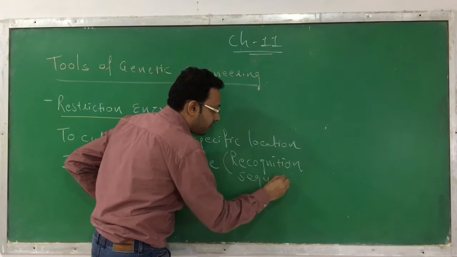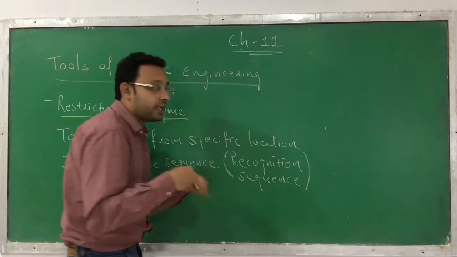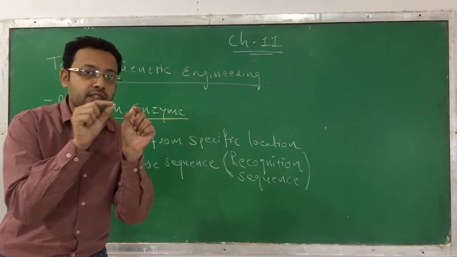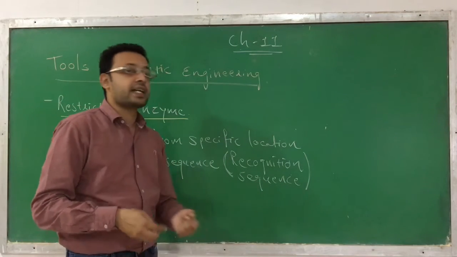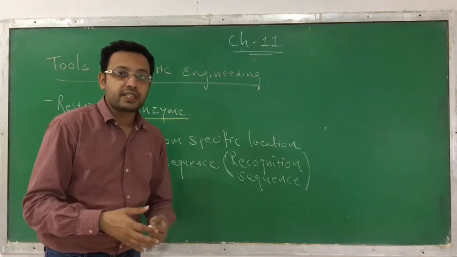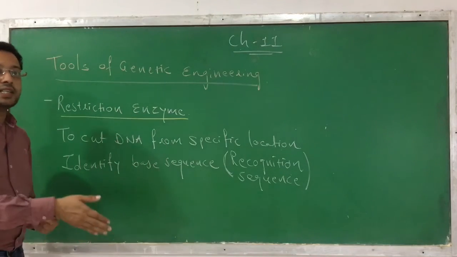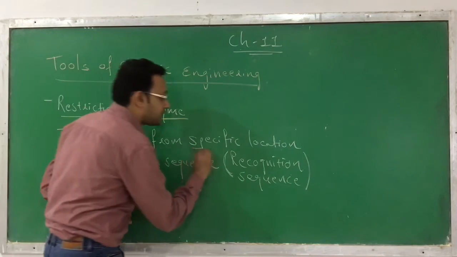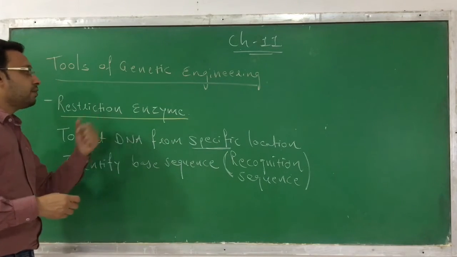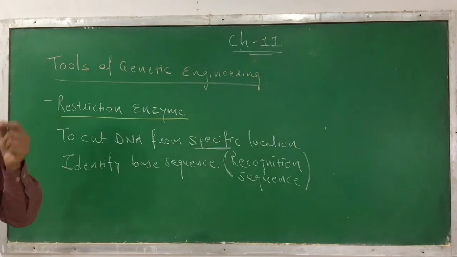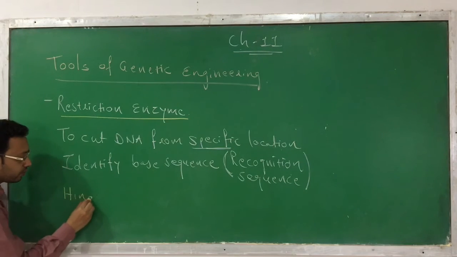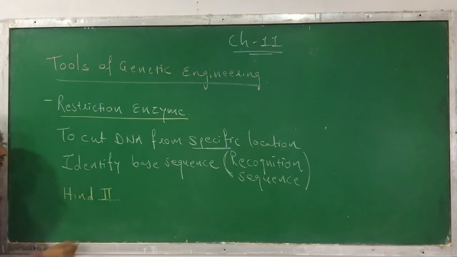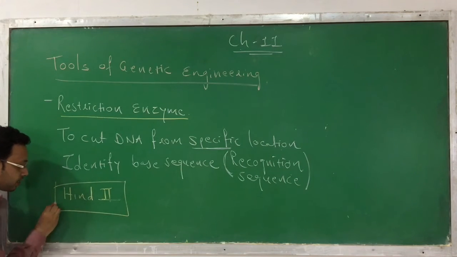First of all, it will recognize from where to cut. For that, it will look for the specific bases, and these bases it is looking for are called recognition sequences. With the help of these recognition sequences, it identifies and cuts from those specific locations. So these enzymes are useful to cut a specific portion of a DNA. The first restriction enzyme that was discovered is Hind2.